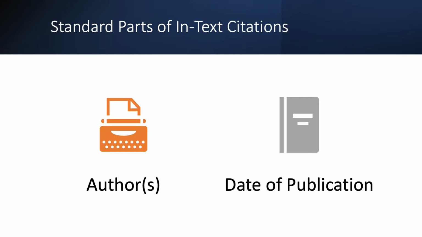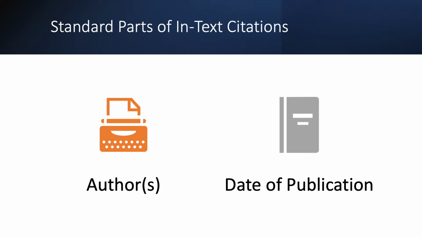So for the in-text citations, and remember those are the citations right in the meat of your paper, right when you're actually talking about that source, those will point people to the larger reference list to get all of that information. And the standard parts of the in-text citation are much more pared down, so it doesn't take up a lot of room in the body of your paper. Those standard parts of the in-text citations are the author. That's usually just the last name of the author, and the date of publication. So it could be Smith 2019, for example.